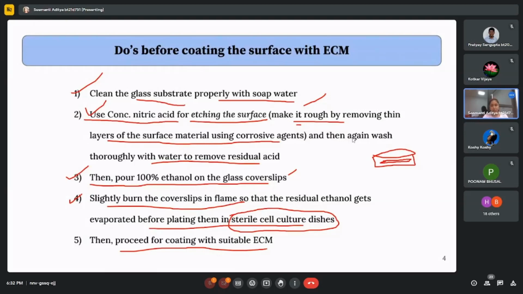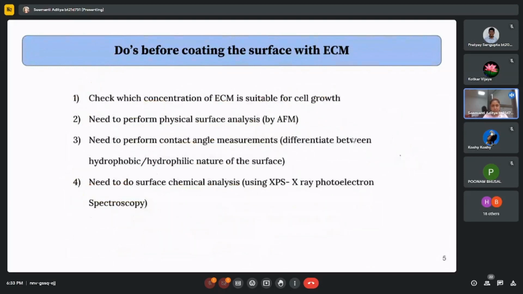Once we are done with all the cleaning and etching, and once we have plated it on the dish, what I generally do is put it in UV for 20 to 30 minutes. All the cover slips which have been cleaned go in UV for 20 to 30 minutes, and then I will come and seed the cells. UV also provides surface sterilization and will remove any residual microbes which are present. Once this is done, then we coat it.